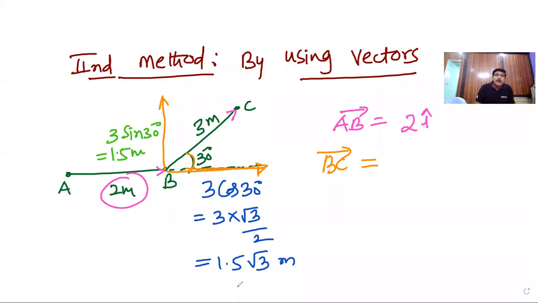Now, the horizontal component, magnitude is how much? 1.5 root 3, towards which axis? Positive x-axis. So magnitude of that into i cap. And the vertical component is 1.5 towards positive y-axis. So unit vector along that is j cap. This is the vectorial form.